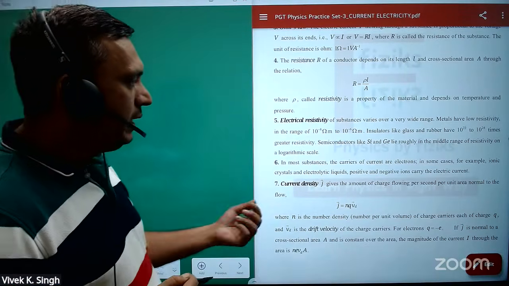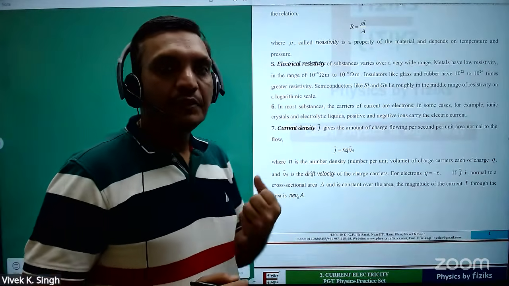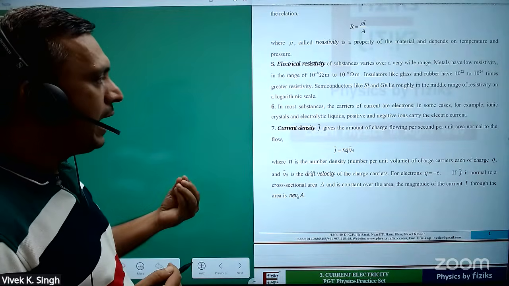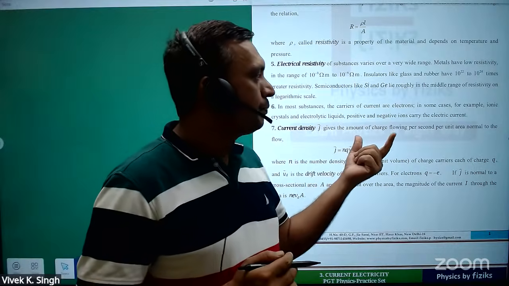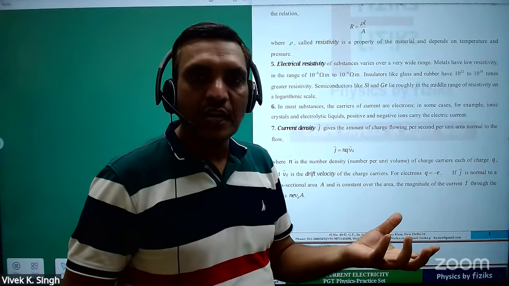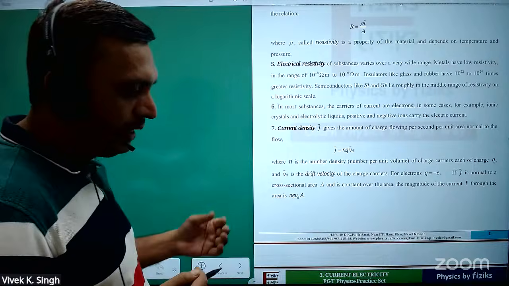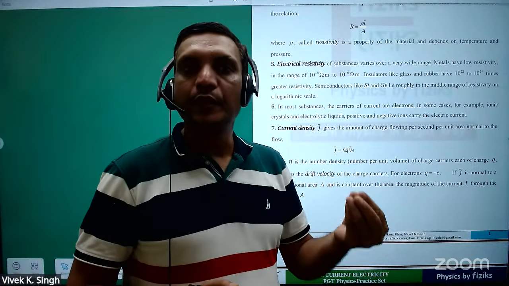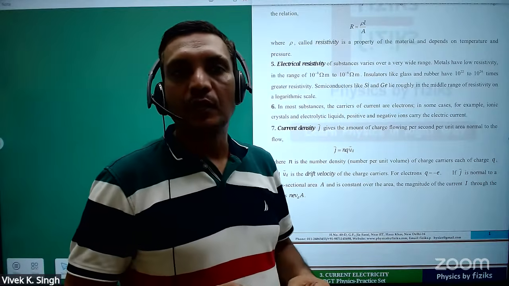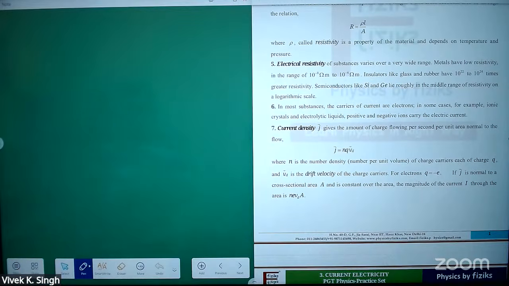Now, mostly the carriers of the current are what? You have electrons, or in some you have ionic crystals. There may be ions also. So mainly current is because of the movement of positive charges or negative charges. And you know that current is charge per unit time crossing through a particular cross-sectional area. Then we have to see current density.